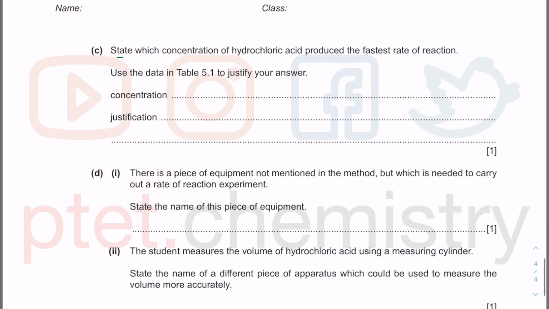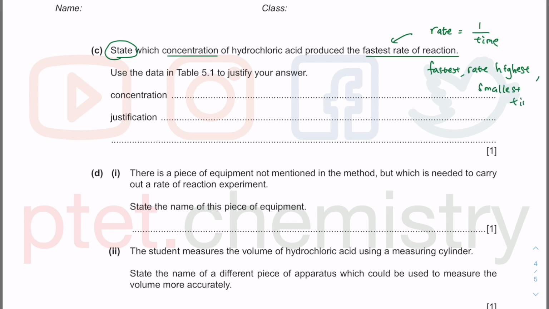Now state which concentrations of the acid produce the fastest rate of reaction. So we know that rate is equal to 1 over time. So if we want the fastest, that means the rate is the highest. And if you want the rate to be the highest, you need the time to be the smallest. Because that's just mathematics. Smallest time means the shortest time taken for the reaction. That's why it's very, very fast. Use the data to justify. So you've got to provide data from this table.